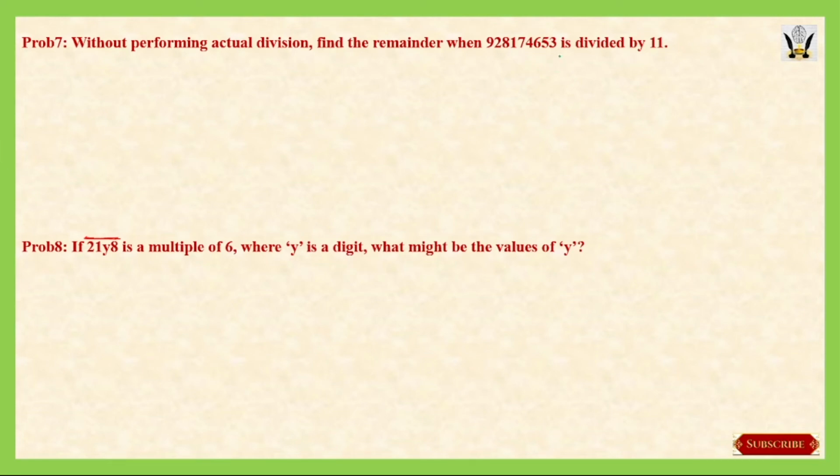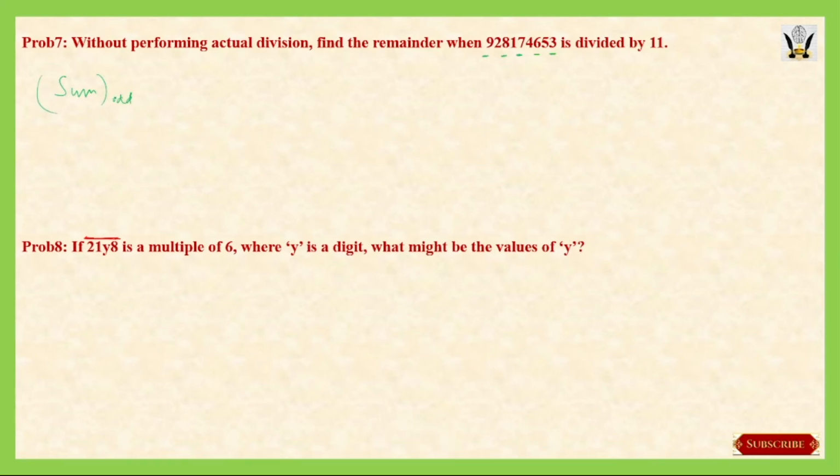So here what we can see is that in the odd positions, the digits that we have are 3, then 6, then 7, then 8, and then 9. These are the digits that we have in odd positions in that given number. So first we will take the sum of the digits which we have in odd positions.